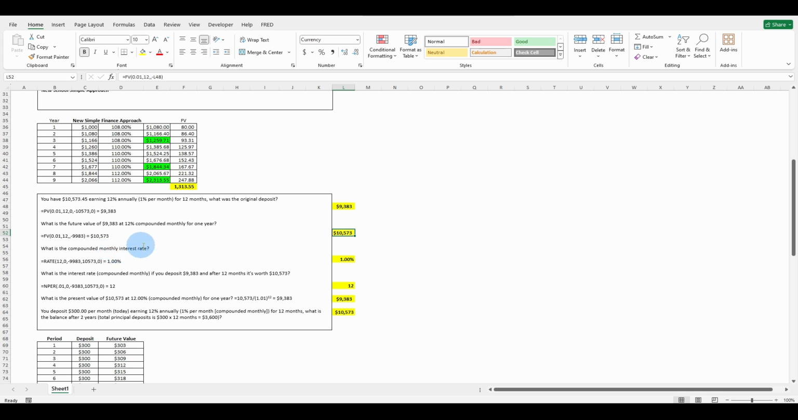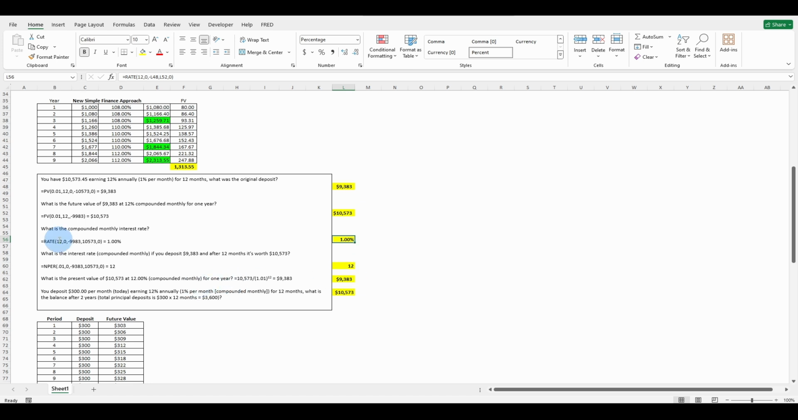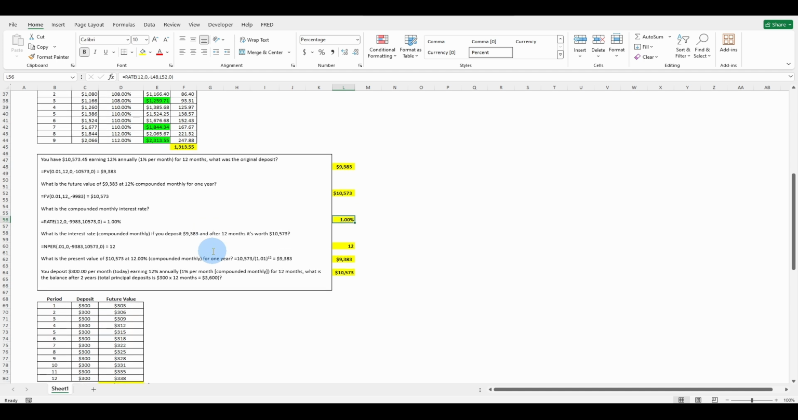What is the compounded monthly interest rate? Well, we've done this. We go way back. Should be session 4 where I showed you all those examples. All we're taking is this 9983, using the rate function to come up with this 1%. Be careful here with the number of periods. Usually we would put 1 there for 1 year, but it's 12. Come up with 1%. What is the interest rate compounded monthly if you deposit 93 and enter?